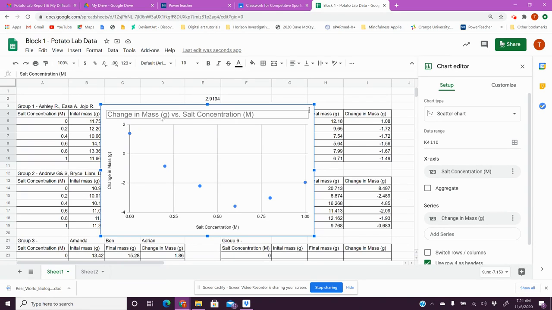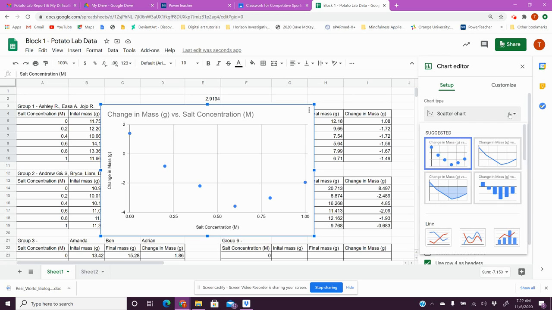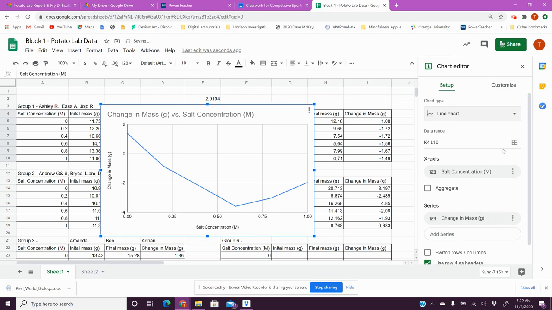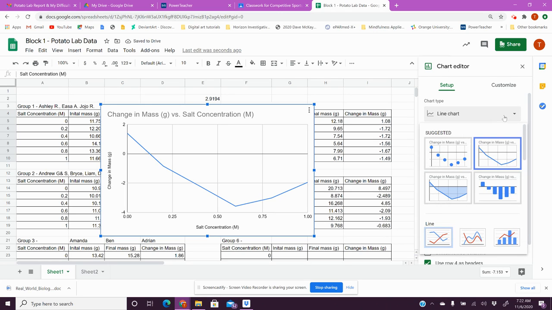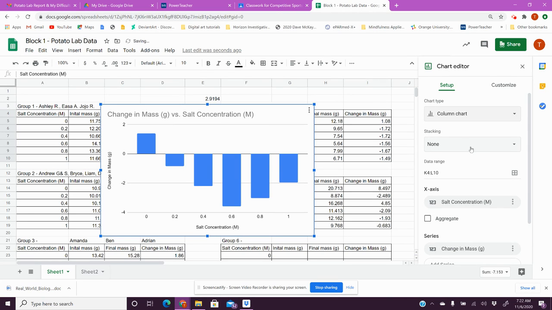So now I have change in mass versus salt concentration, and it's set up how I want. I want salt concentration on the bottom and I want change in mass on the y-axis. Right now it shows me these dots. I can change that by going to chart type. I can make it a line graph if I wanted to, or I could make it a bar graph.